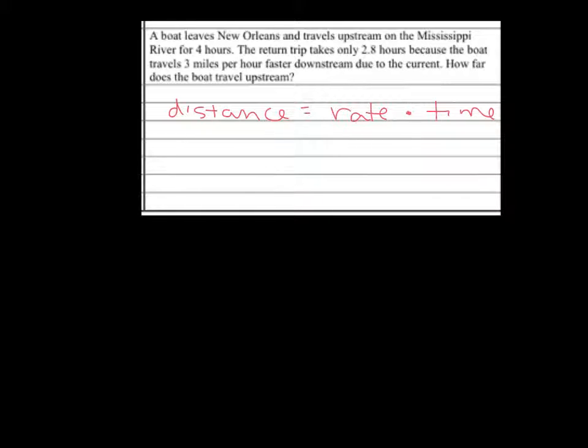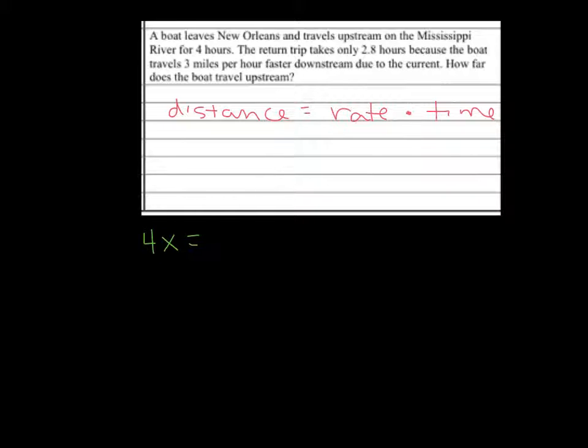So what I'm going to do is set up an expression for rate times time for my trip downstream, and then my rate times time for my distance upstream. Okay, so that's what I'm doing now. So I know right here that it took 4 hours to go upstream. So that means my rate, which is what I don't know, is x, and my time is 4 hours. So I know that 4 hours times the rate that I traveled will be equal to the distance that I traveled upstream. So I know that that has to be equal to my return trip.